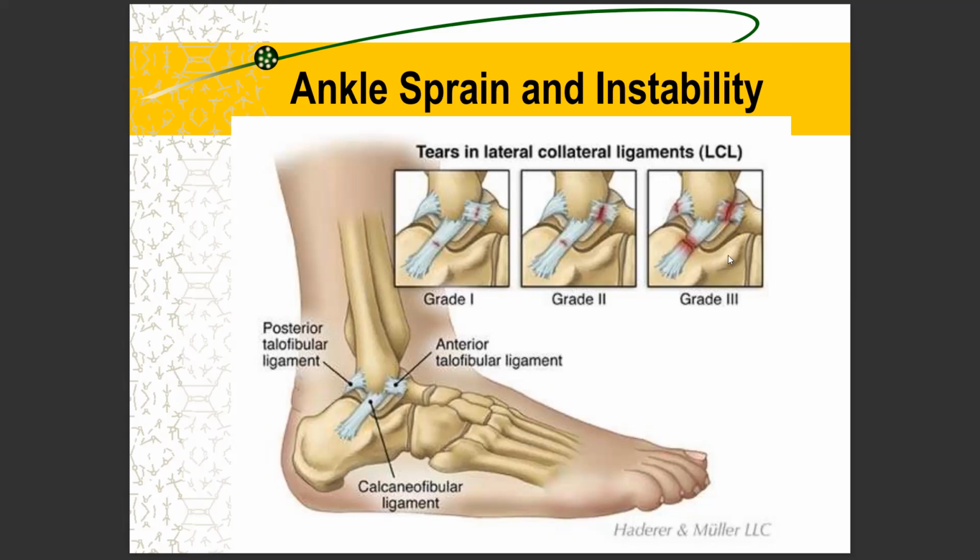When there is a grade 3 tear of the ATFL, it means there may be a grade 1 tear of the posterior talofibular ligament as well. Because when there is complete rupture of this ligament, it means that there would be a very high trauma, high energy trauma that will lead to some damage to the posterior ligament as well.